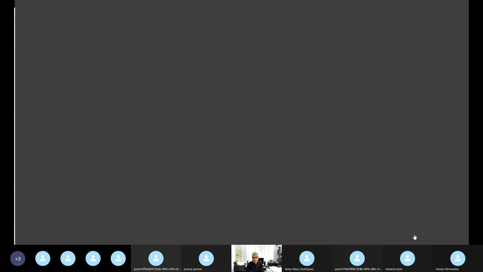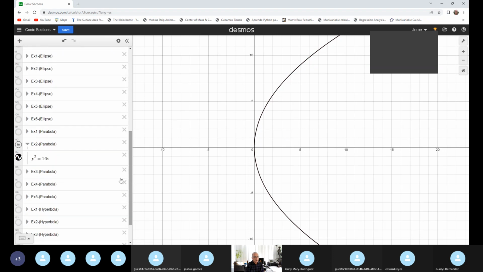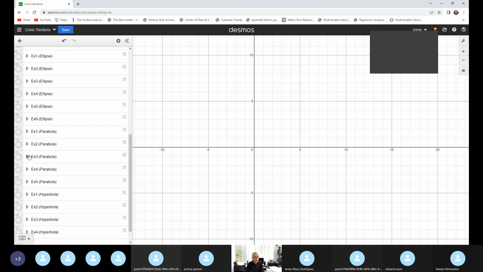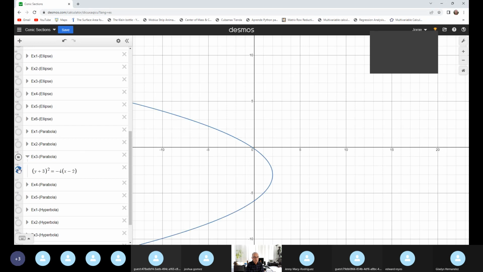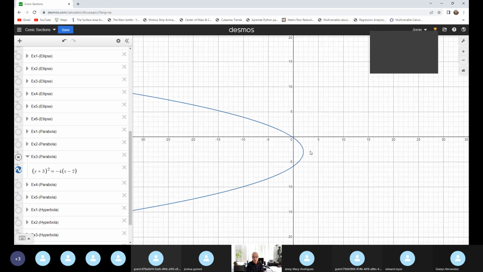Example 3 is, we try. Okay. That was example 2. Okay. Now example 3. Look at example 3. Example 3 is (y plus 3) squared equal -4, parentheses (x minus 2). And the graph look like that. Boom. Okay, is the horizontal parabola open to the left.